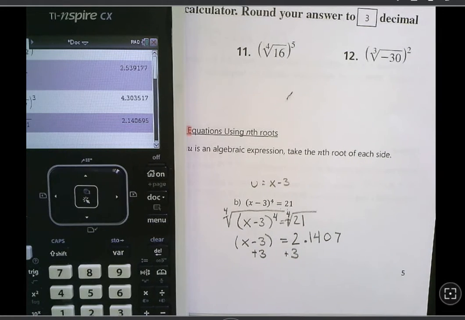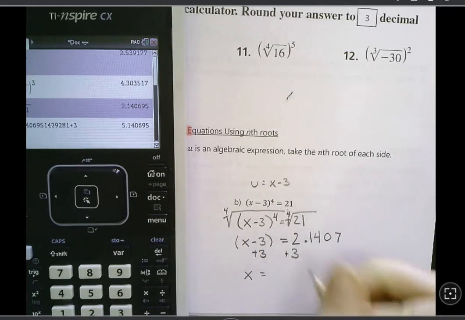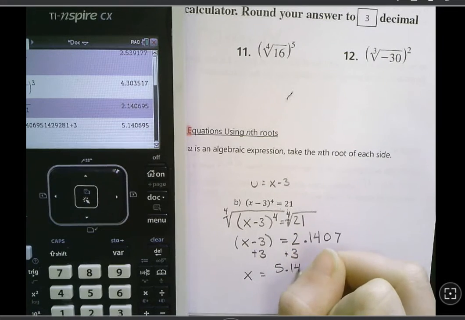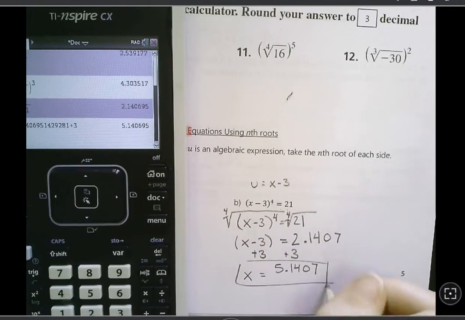But one thing we need to consider with this is I have the positive right now. So we can find our answer here. Well, if I add 3, we should just be at a 5.1407. This is one of our solutions.